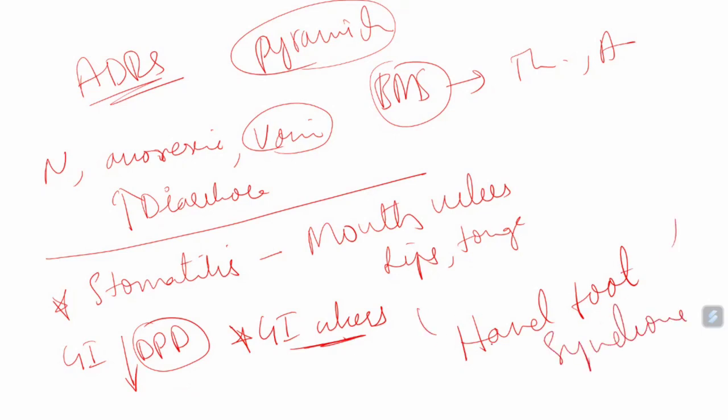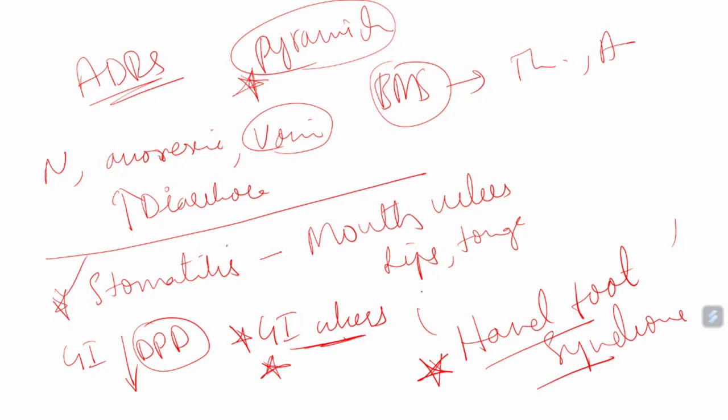Hand-foot syndrome is the allergic, ulcer-type reaction seen on the palm and on the foot, which is called hand-foot syndrome. So 5-fluorouracil and other compounds related to pyrimidine analogs cause hand-foot syndrome as a very, very important adverse effect. You have to remember, it causes GI ulcers in patients who have DPD deficiency.